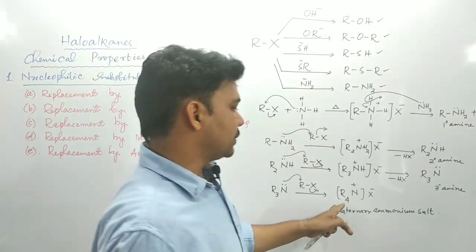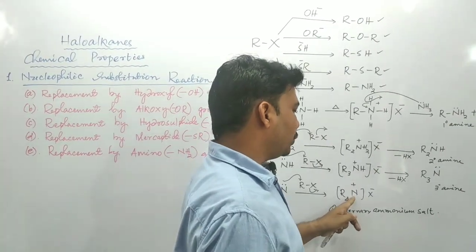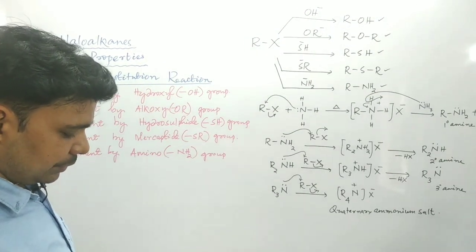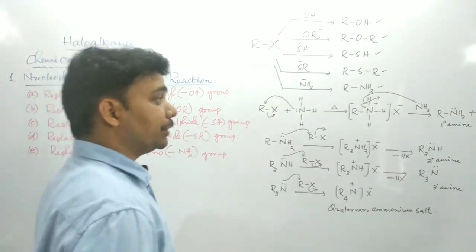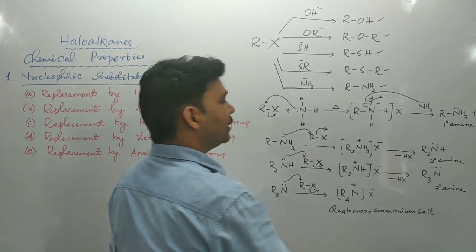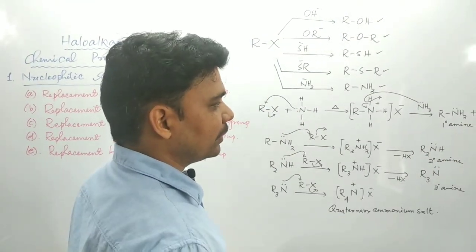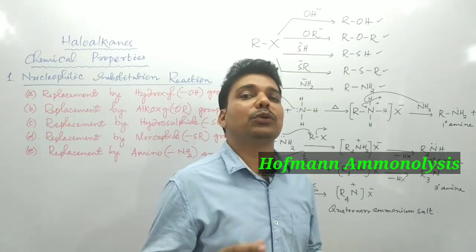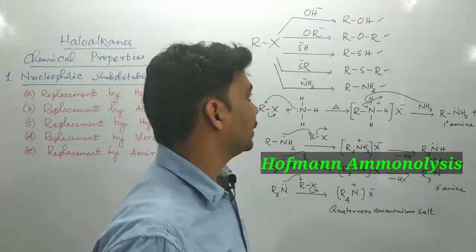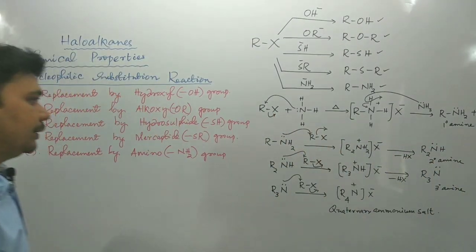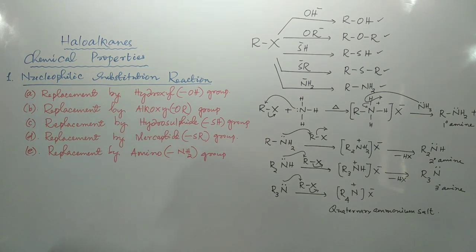This is also called tetraalkyl ammonium halide. So in this way, we are getting a mixture of primary amine, secondary amine, tertiary amine, and quaternary ammonium salt. This method is called Hofmann ammonolysis. Let me illustrate it by taking a suitable example here.